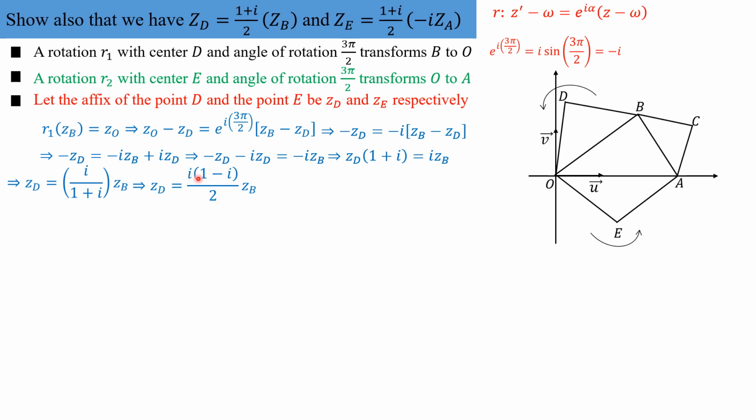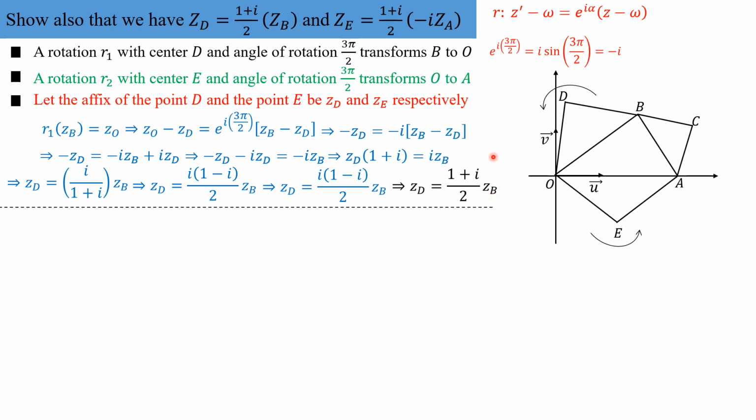The numerator, the conjugate of the denominator is 1 minus i, then we multiply with i. So with that, we see that multiplying i times 1 we get i, and i times negative i is negative i squared. But since i squared is negative 1, then negative i squared is just 1. So finally we get our ZD to be 1 plus i divided by 2 times ZB, and we have proven.